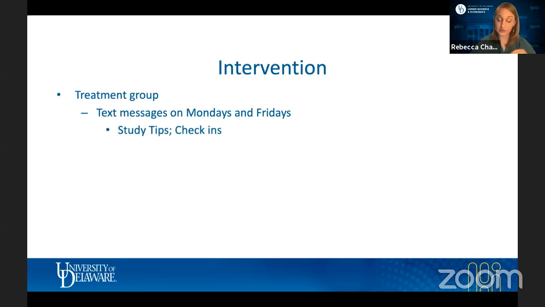The treatment group also received text messages on Mondays and Fridays, and these text messages provided generic study tips and generic check-ins with the student. The text messages were preset at the beginning of the semester based on what they had identified as barriers to success in the initial warm-up survey.